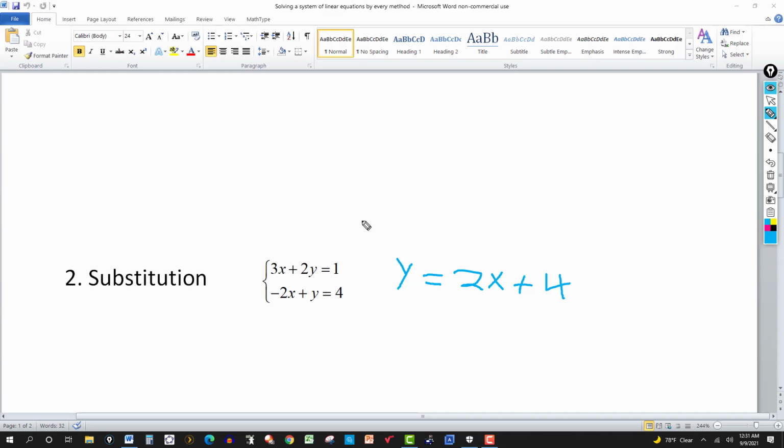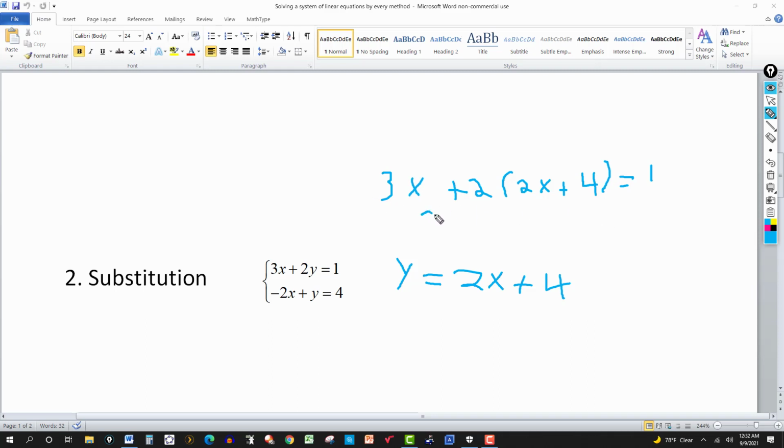So now I go to the first equation, and where I have a y, I replace it by this. So I've got 3x plus 2y. So I put a 2 there, and then put parentheses here. That's the y, and that's going to be replaced by 2x plus 4. And that's going to equal 1. Now you have an equation that just has one variable. So we solve that equation for x.